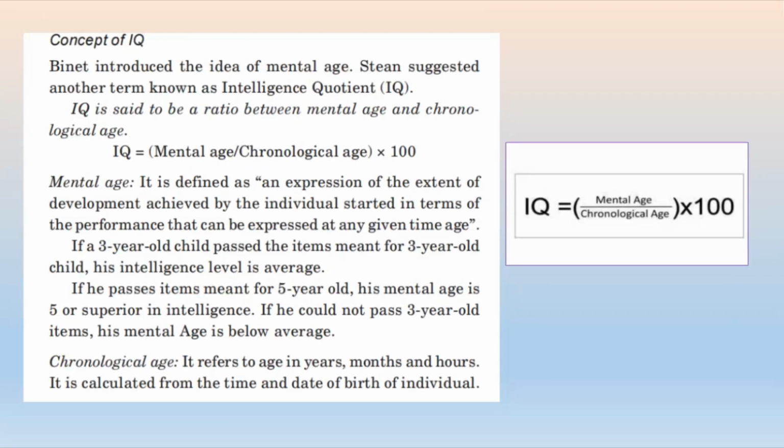Concept of IQ. Alfred Binet introduced the concept of mental age, and later Stern proposed the term intelligence quotient, or IQ. IQ represents the relationship between mental age and chronological age. Mental age refers to the level of intellectual performance achieved by an individual. For example, if a child performs tasks meant for their own age, the intelligence level is considered average. If the child performs tasks meant for older children, the mental age is considered higher. Chronological age refers to the actual age of the individual calculated from the date of birth.